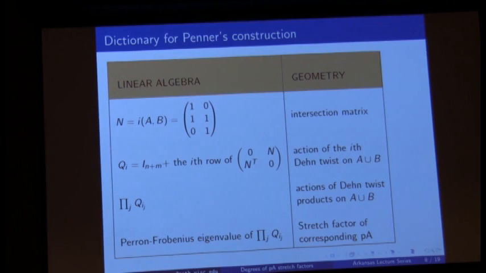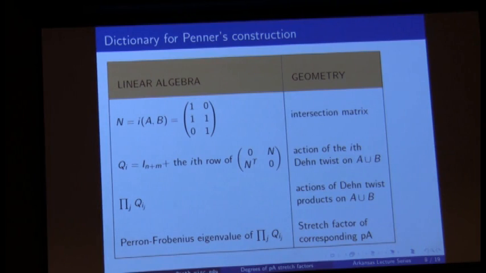And it turns out that the action of each Dehn twist on these 5 curves can be described by a matrix using only this intersection matrix. So it doesn't matter, the topological setting doesn't matter, only the intersection numbers. And so if I make a product of these matrices Qi, they describe the actions of the Dehn twist products on A and B. And it turns out that if I use all of my Dehn twists at least once, then I get a pseudo-Anosov map.